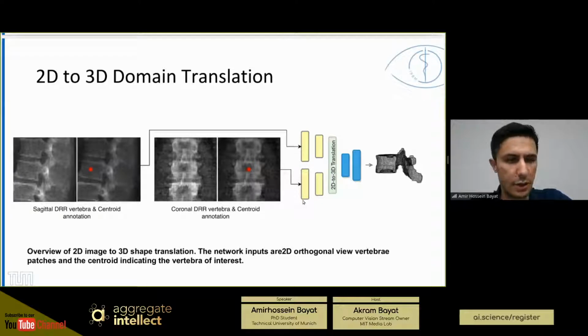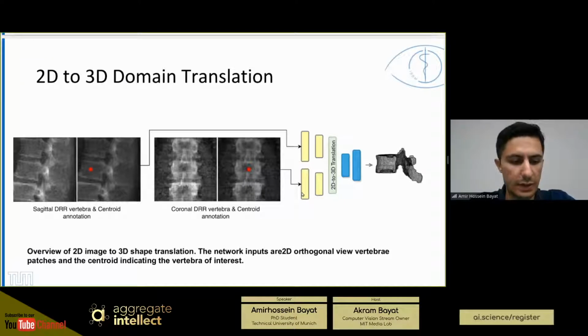Here you can see an overview of the model. This is a fully convolutional neural network for combining the sagittal and coronal 2D images to synthesize the vertebra's 3D shape model. The network takes 4 two-dimensional inputs: the sagittal and coronal vertebral image patches and their corresponding annotation, which is indicating the vertebra of interest.